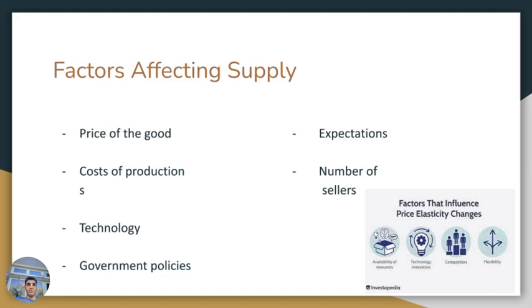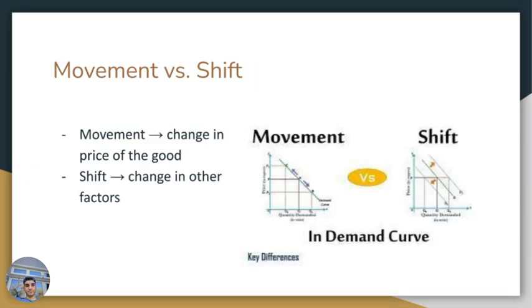Fourth, government policies like taxes, subsidies, or regulations can either discourage or encourage production. Fifth, expectations of future prices matter. If producers expect prices to rise, they may hold back supply today. And finally, the number of sellers in the market. When more firms enter, the supply increases. When firms exit, supply decreases.